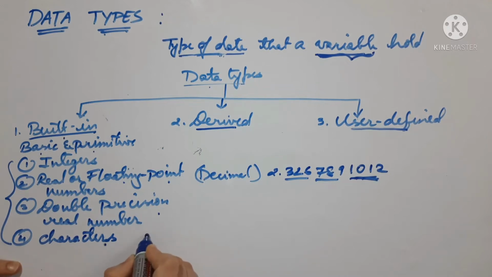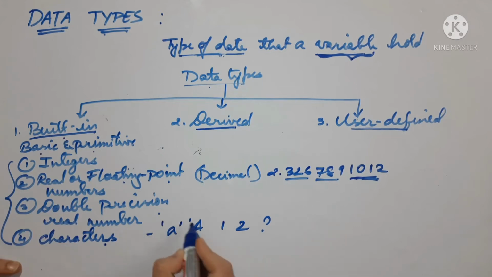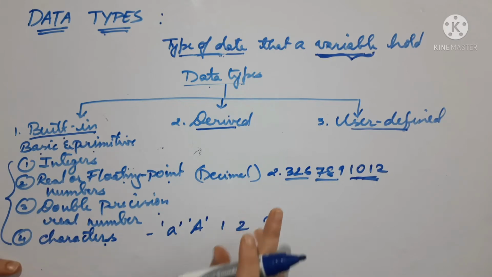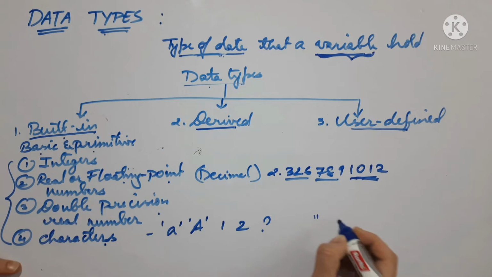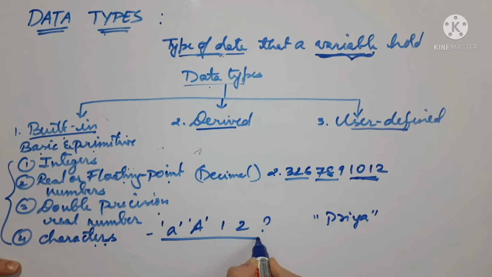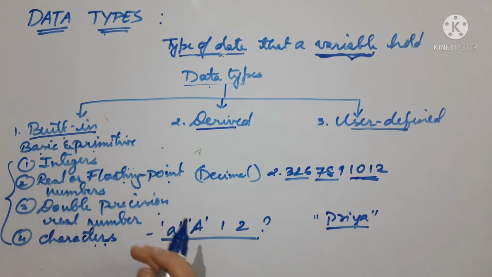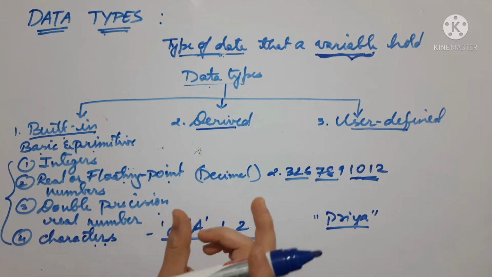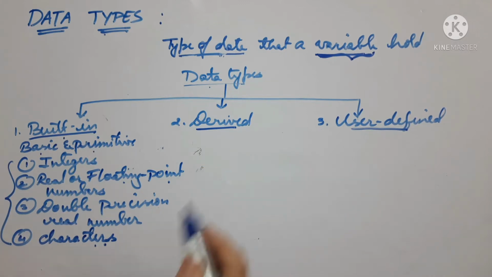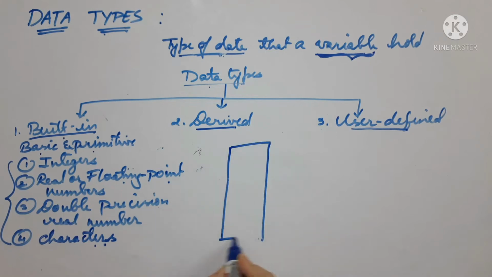Character means what? Simply we are making use of characters like A or capital A, 1, 2, symbols, anything you can use as a character provided it is in single quotation marks. So character data types can be a single character or a string of characters. If we are using a string, then it has to be in double quotation marks. Now every data held by a variable will have a certain size. Let's discuss that. Now suppose this is my memory.